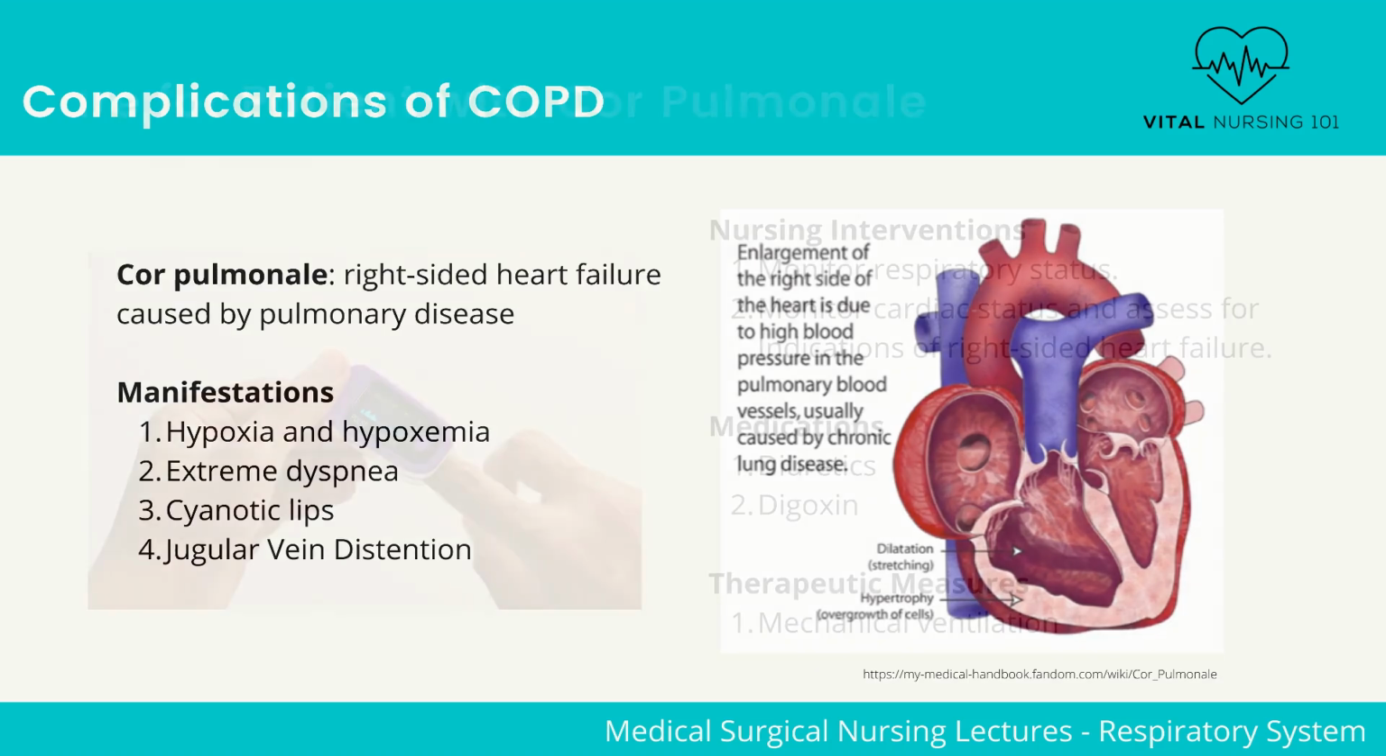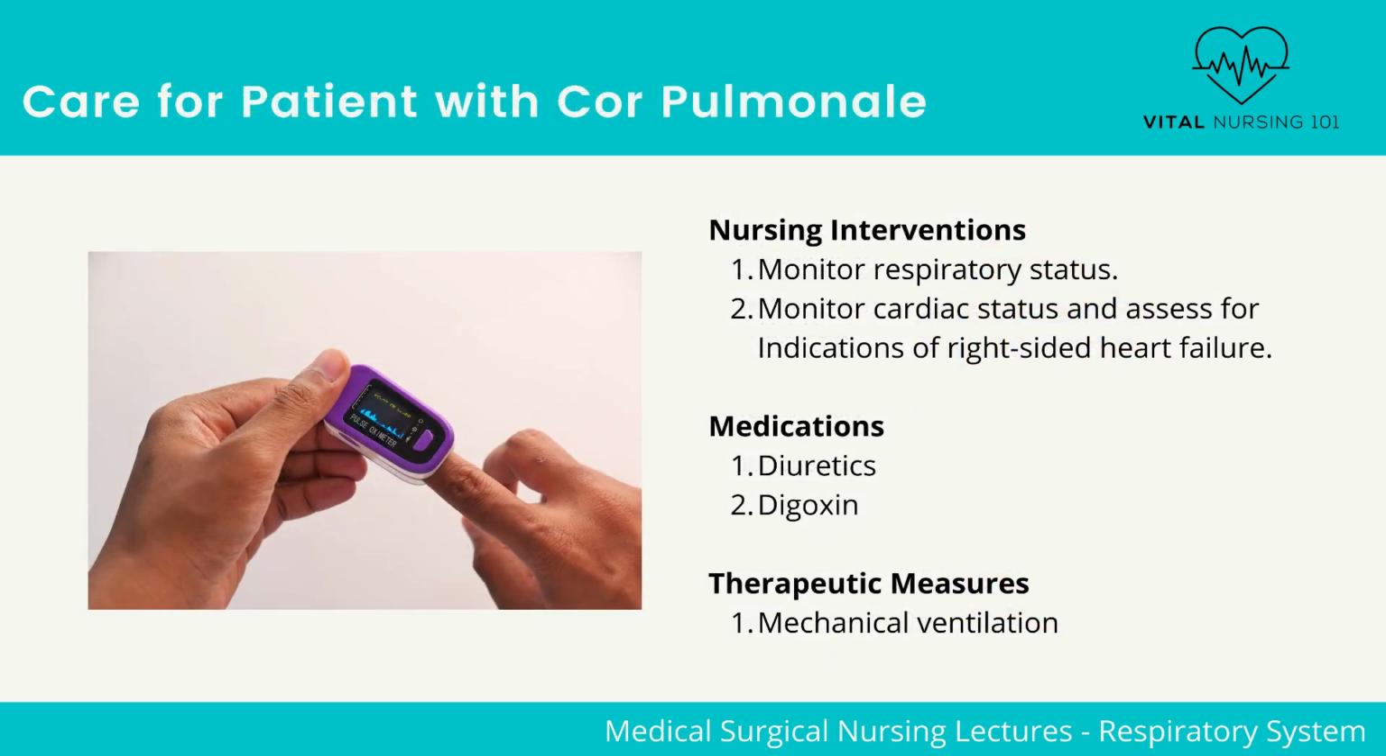As a nurse, what are the important nursing actions to take when caring for a patient with cor pulmonale? Nursing actions include monitoring respiratory status, monitoring cardiac status, assessing for indications of right-sided heart failure, administering oxygen therapy as prescribed, ensuring adequate rest periods, encouraging low-sodium diet, maintaining fluid balance, and administering medications as prescribed.